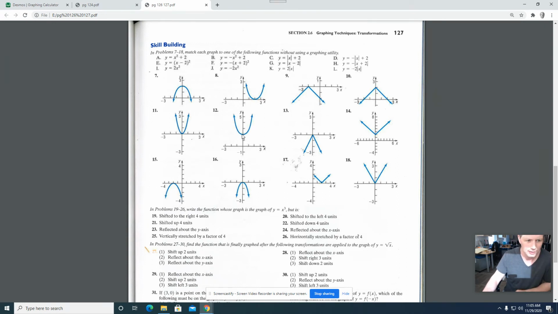That gives me the function y is equal to x squared plus 2, which is this one right here. So for number 12, the answer is A. This is y is equal to x squared plus 2.